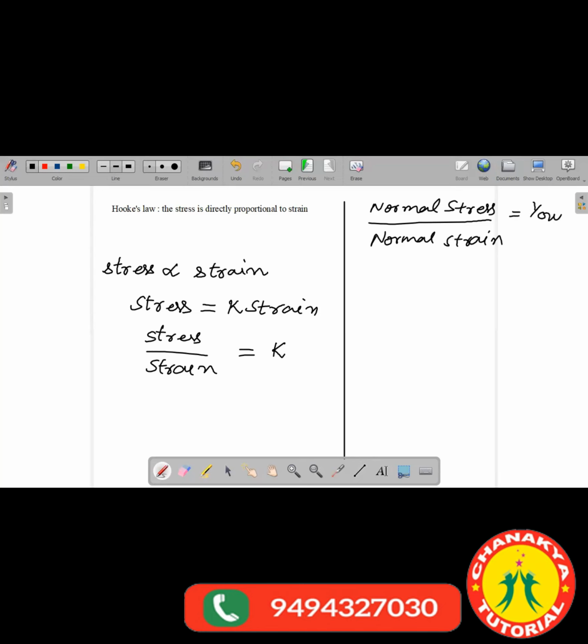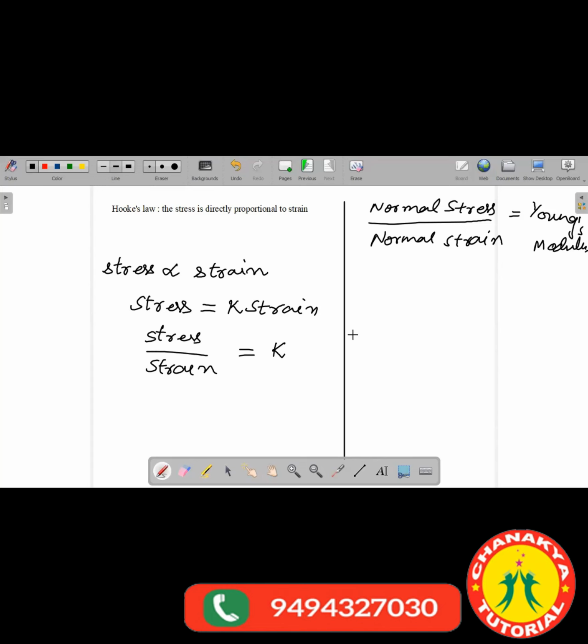So this constant has a specific name. This constant is called a Young's modulus. So now you remember that Young's modulus is the same, it's Hooke's law only. But this constant has different names. If you are finding the normal strain and the normal stress, then the constant will be called a Young's modulus.